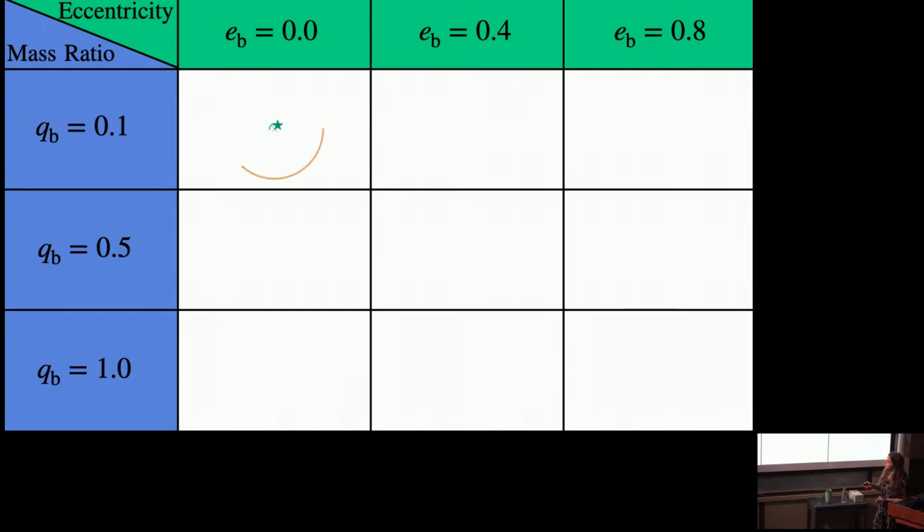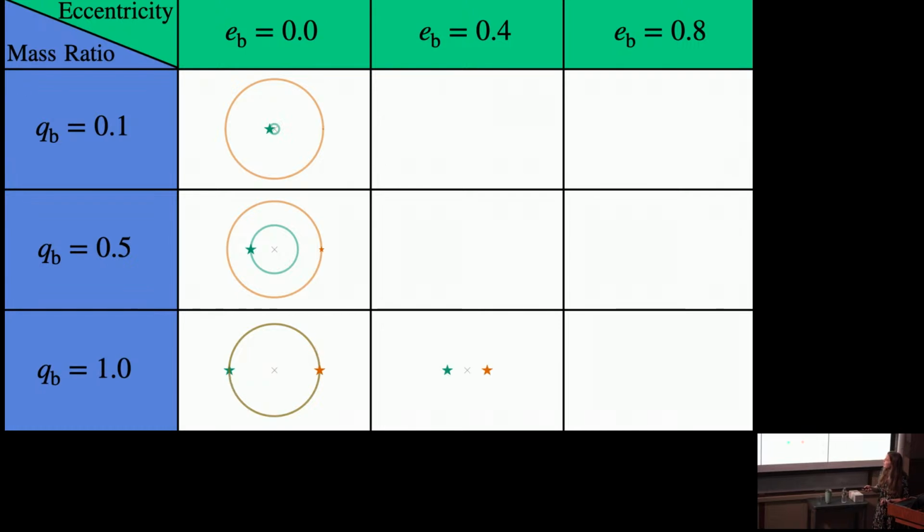So for a circular orbit, for a circular binary with a low mass ratio, you can see that most of the mass is in the primary, and the primary is very close to the center of mass. Now, if we increase the mass ratio a little bit, you can see that both of the bodies move a bit closer together, and they're at a more similar distance from the center of mass. And finally, for an equal mass ratio binary, the system is entirely symmetric, and the bodies are essentially indistinguishable.